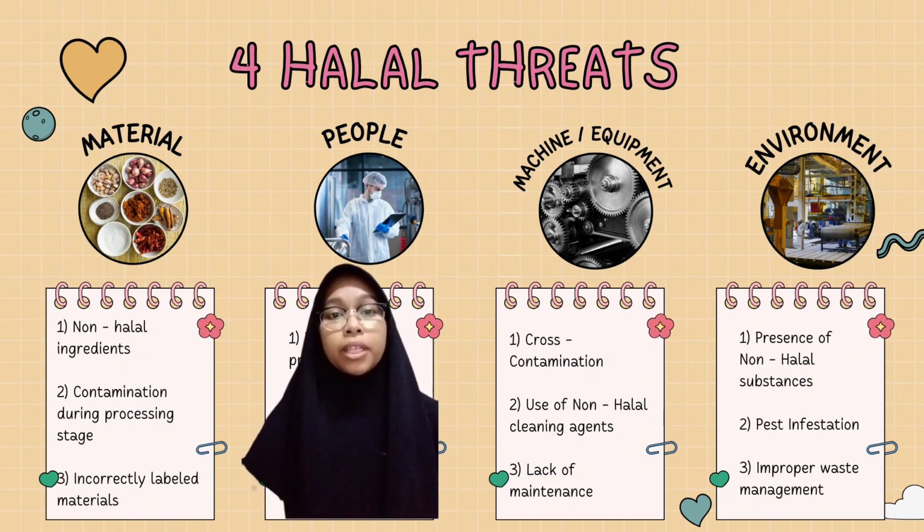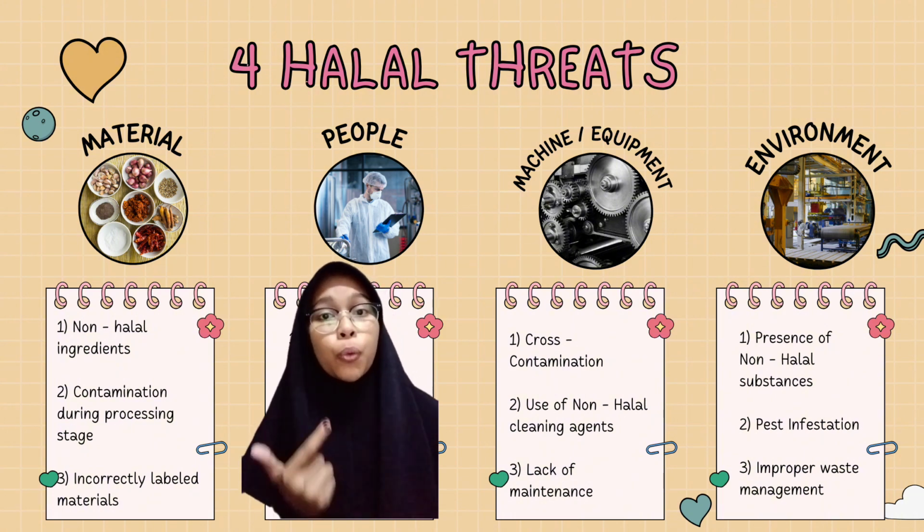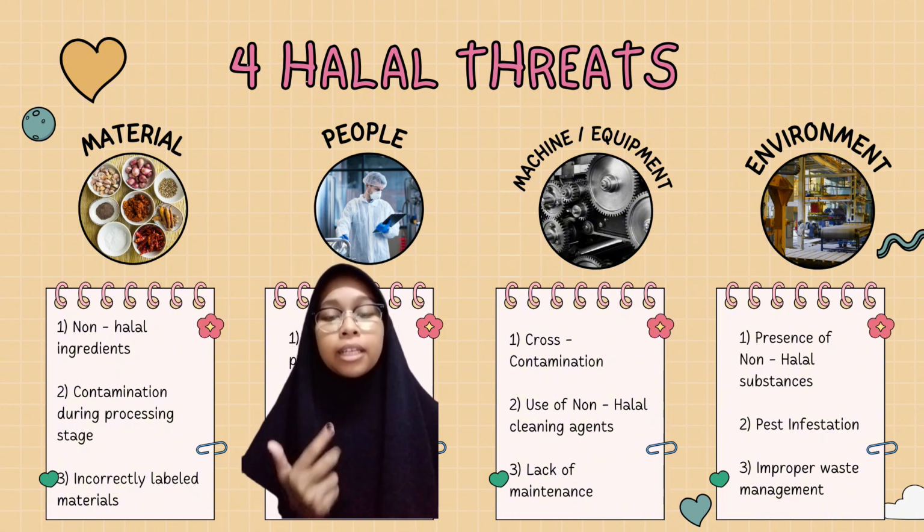The first one is material. For example, material can be halal threats when it comes from non-halal ingredients, when it is contaminated with non-halal ingredients during processing stage, and also when it has incorrectly labeled materials.